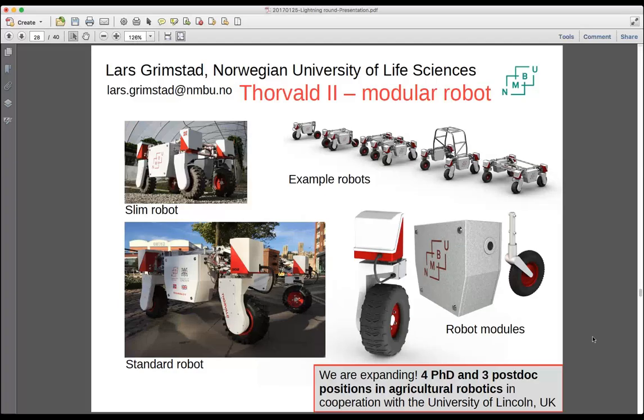So we designed a robot based on modules. So the standard configuration of the robot has 8 motors with 4-wheel drive and 4-wheel steering. But it can easily be rebuilt into 2-motor differential drive or tricycle versions of different widths. So it's like a Lego kit for robots. So the Thorvald robots are currently being used at our university in Norway and also at the University of Lincoln in the UK.